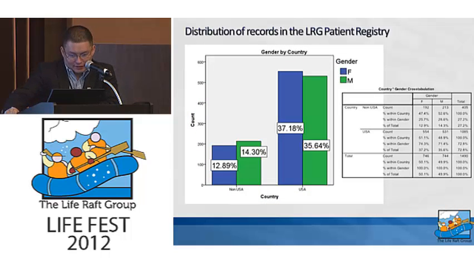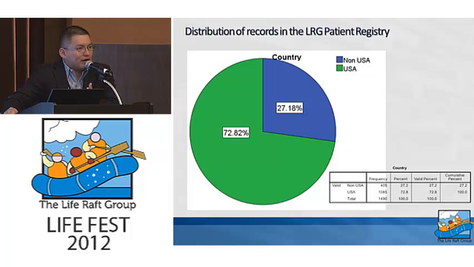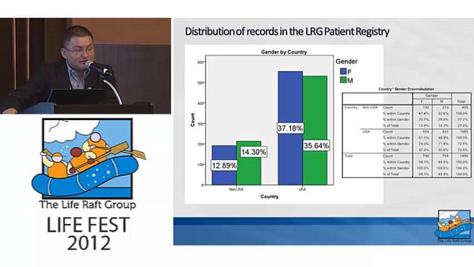We could see that we have patients from the United States and outside the United States. Let me show you, around 75% of our records are coming from the United States, and about 25% are coming from other countries. Let me go back one. The records coming from the United States are mostly females. The records coming from outside are mostly males.